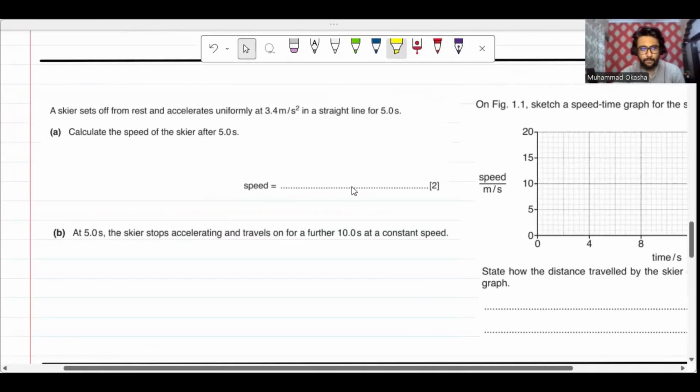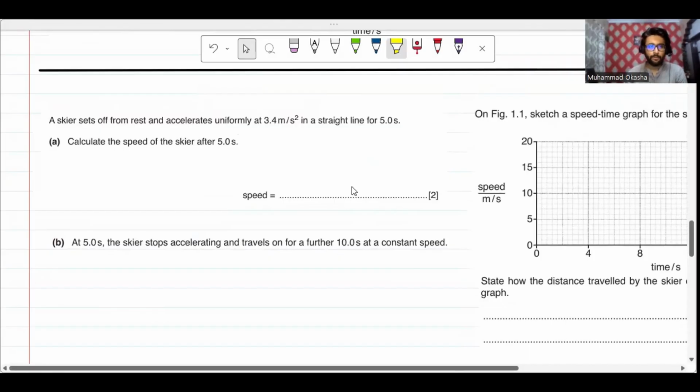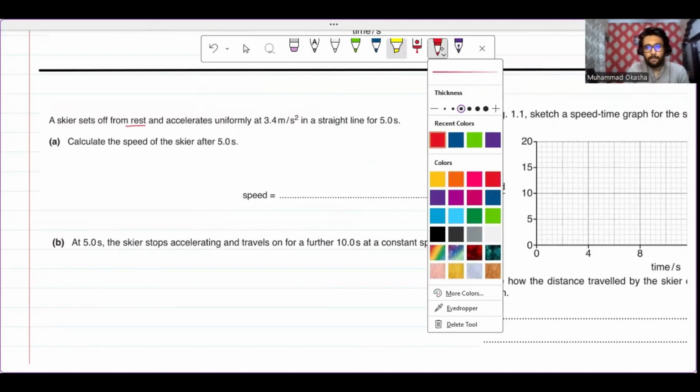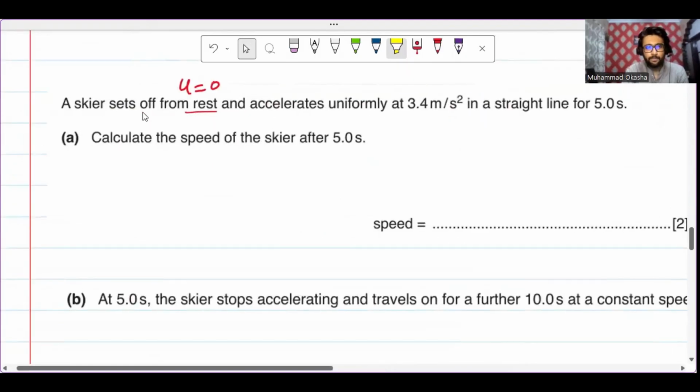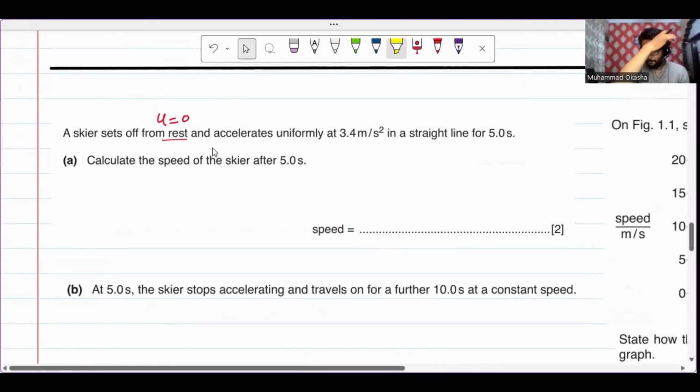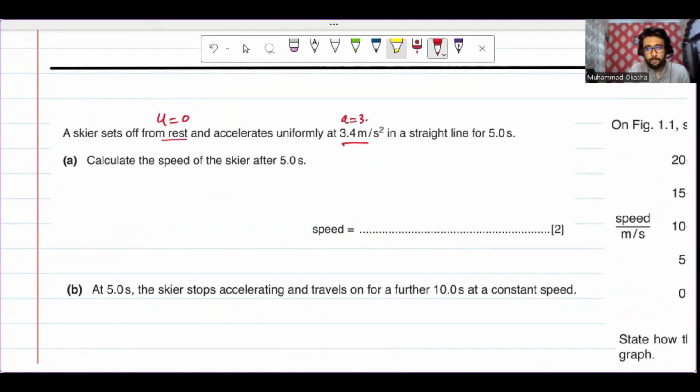Let's take a look at the next question. A skier sets off from rest. So there's a skier who started from rest, which means the initial velocity, u, equals 0, and accelerates uniformly. We just saw this question a while ago as well. The acceleration is 3.4 for 5 seconds, so time equals 5. Calculate the speed of the skier after 5 seconds.